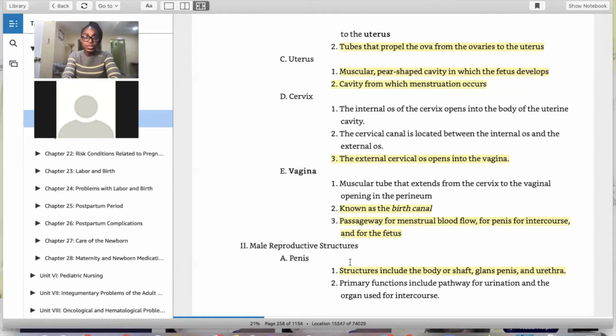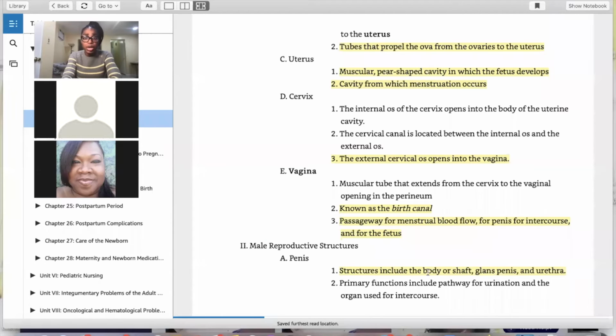Now we go to the male reproductive structure. We have the penis, right? So when we look at the male reproductive system, we know that the structure includes the body or the shaft, the glans, and the urethra. One of the things we need to remember about the male anatomy, as it relates to the reproductive system and connects to nursing issues, is that the male's urethra is different from the woman's urethra because it is longer, right? So that also indicates that a male will not have UTIs as often as females.